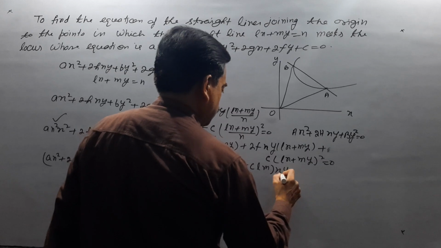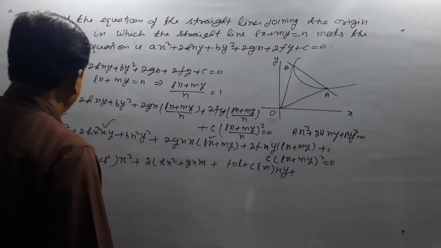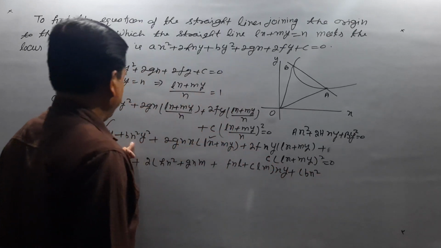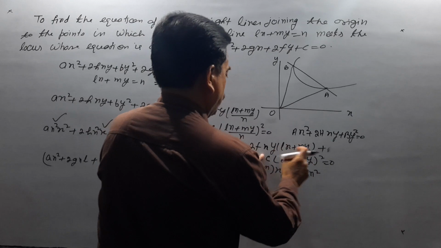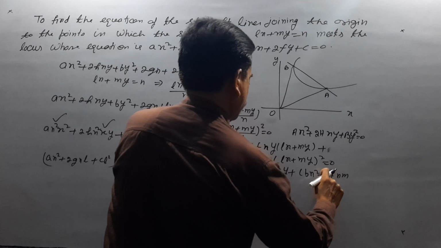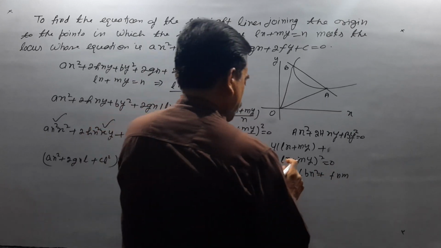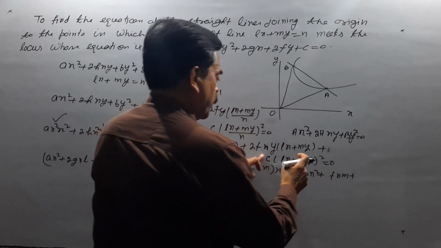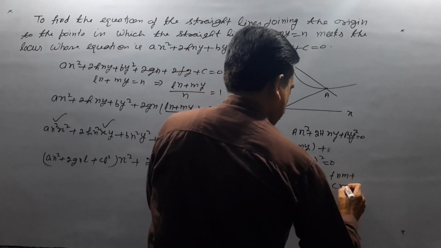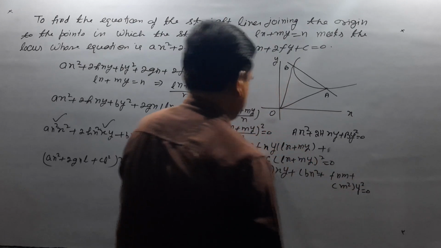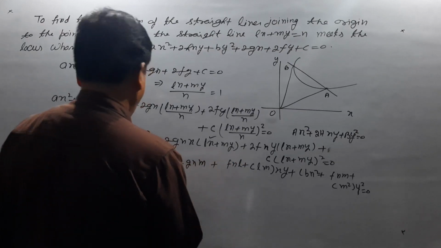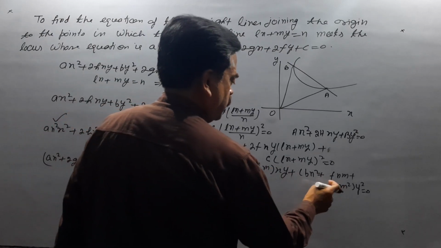So these are the terms of xy. Now the y square terms: one term is here, b n square; y square we can get here, y into y, so plus 2 f n m, 2 is common, so we will not write 2 here; and plus y square c m square, y square equals to 0. These are the terms of x square, xy and y square.